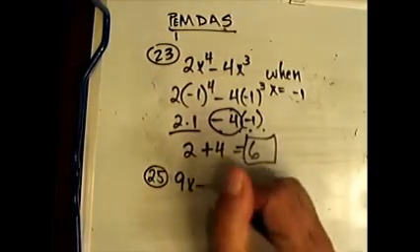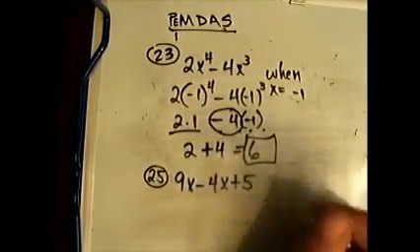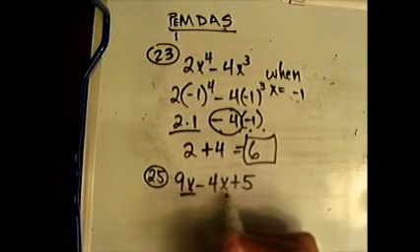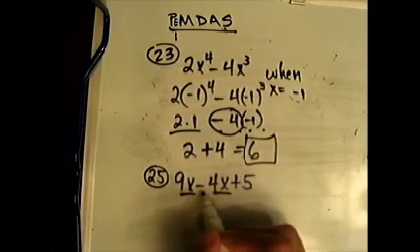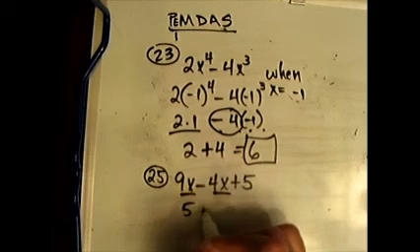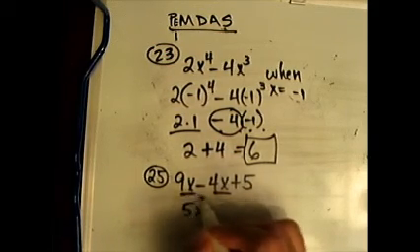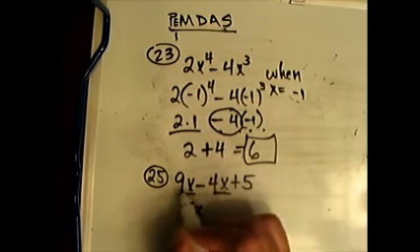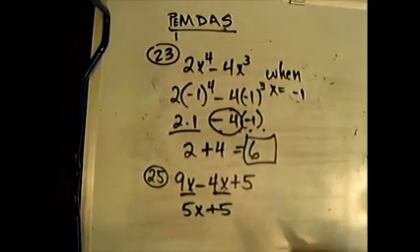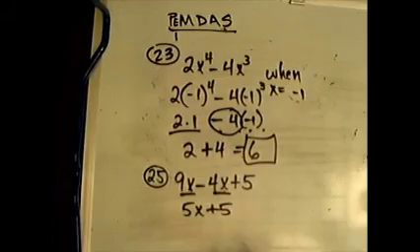9x minus 4x plus 5. Simplify means you add it together. You see, here's an x, so you add them together. Well, you put them together. It has a minus, so it's going to be 9 minus 4, which is 5. Don't drop the x. You still have to have the x there. So 9 minus 4 is 5x plus 5. That's your answer right there. That's how you simplify that one.